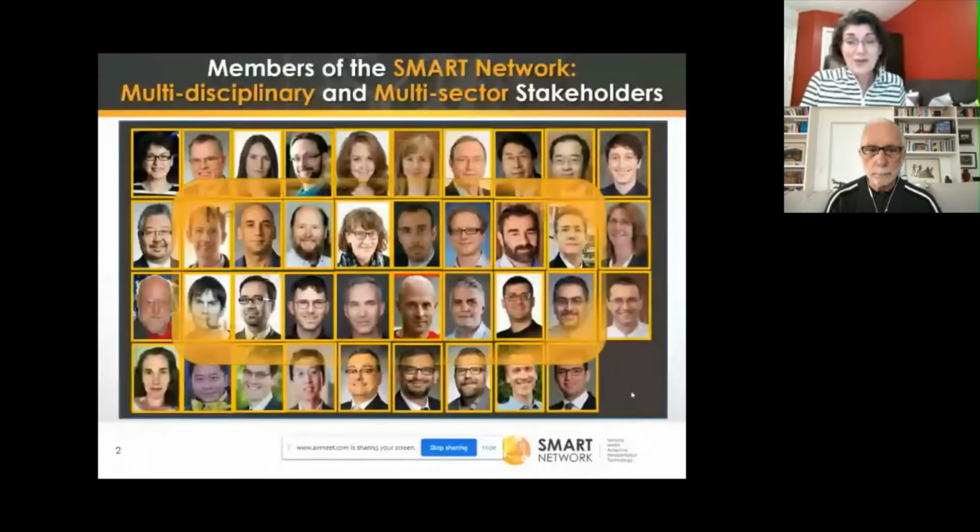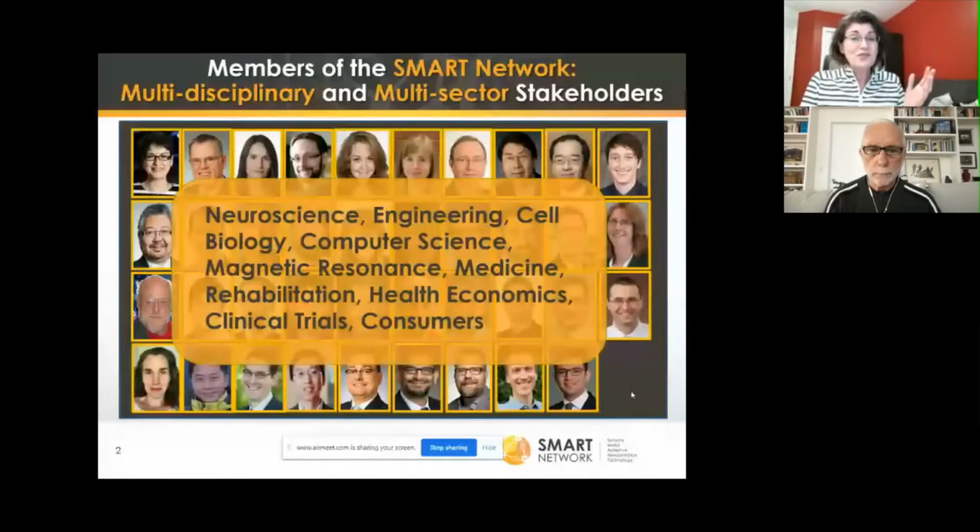Members of the SMART network come from many different faculties, disciplines, and sectors, ranging from fundamental neuroscience to engineering, computer science, rehabilitation, surgery, health economics, and consumer needs. Collectively, the SMART network forms an exciting ecosystem for efficient translation of knowledge into practice and social impact.